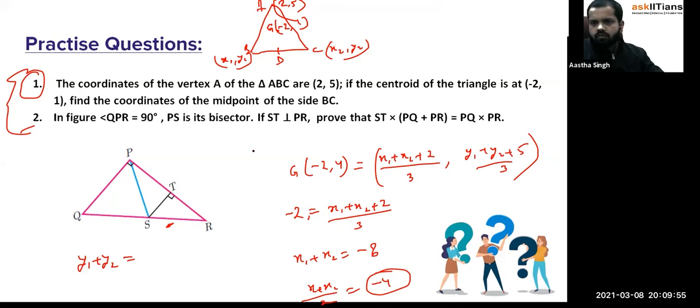Okay, so it's minus 2, 1. So 3 minus 5 will be minus 2. And what is y1 plus y2? That is minus 2, so by 2 it is minus 1. So the coordinates of the midpoint D will be minus 4, minus 1, okay.